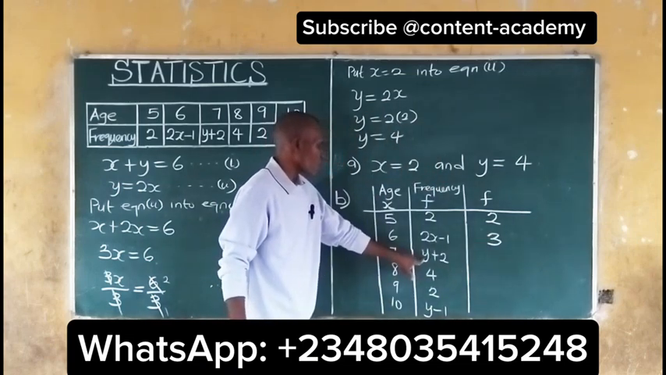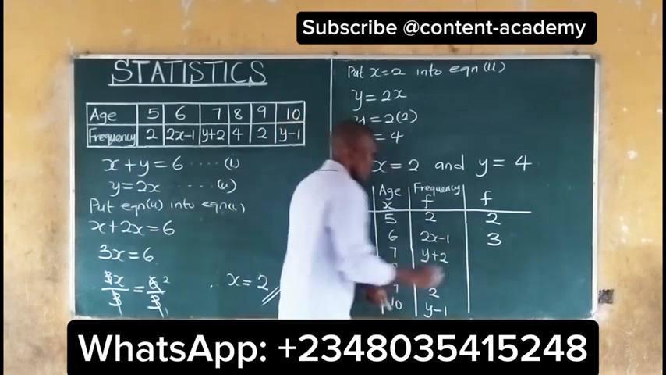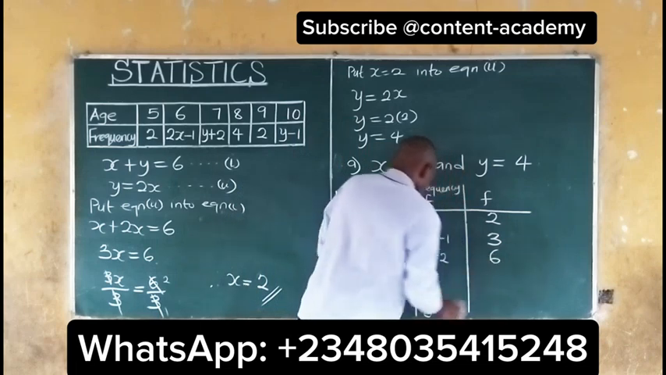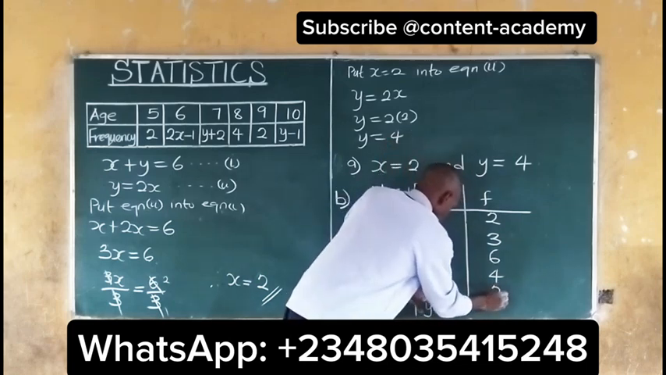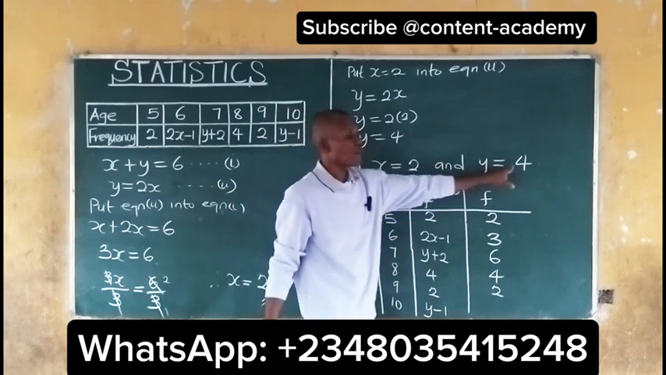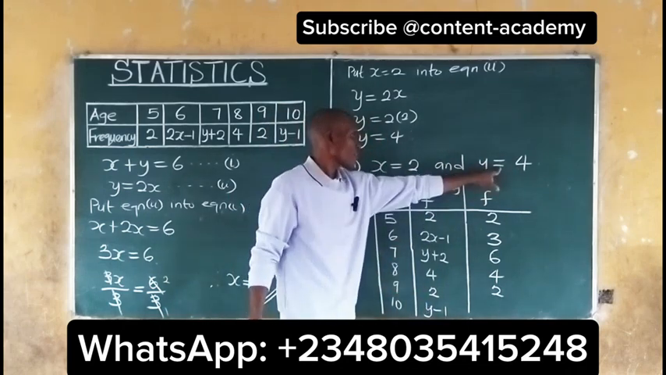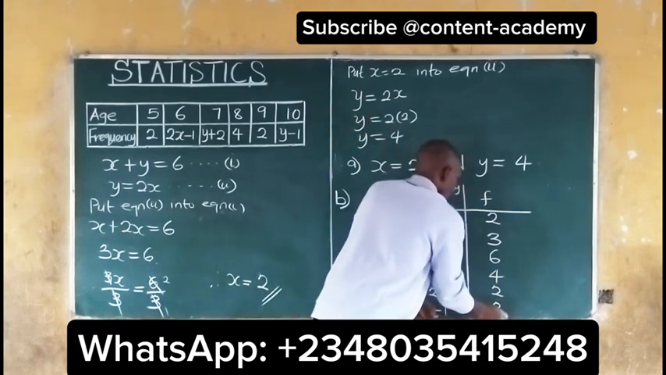Here we have y plus 2. Y is 4. 4 plus 2 is 6. Here we have 4. Here we have 2. Here we have y minus 1. Y is 4. 4 minus 1 is equal to 3.